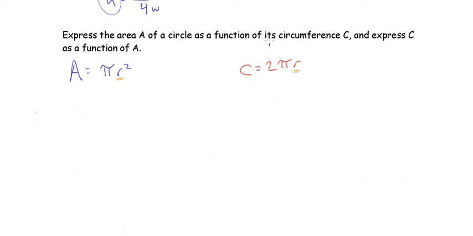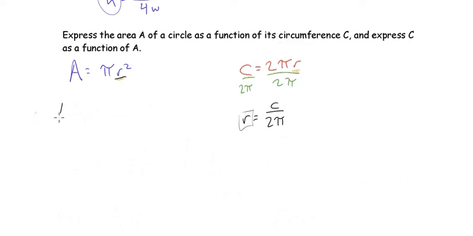And if we can solve for r using circumference, then we should be off and running and able to plug r in for the radius in the first problem, and then get it into terms of C. So first off, to solve for r, I'm going to divide both sides by 2 pi. And so we end up with the radius is equal to circumference divided by 2 pi. And now that r, we're going to substitute in for radius over here.